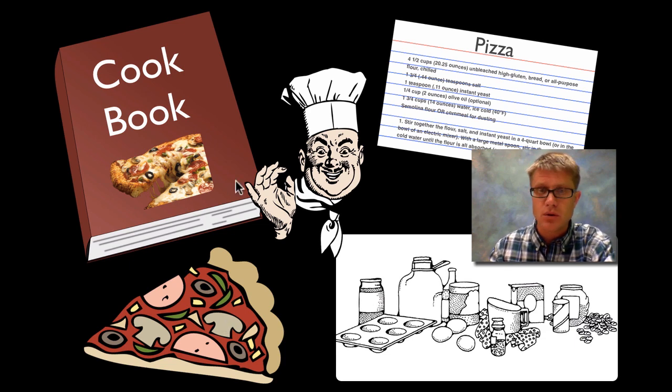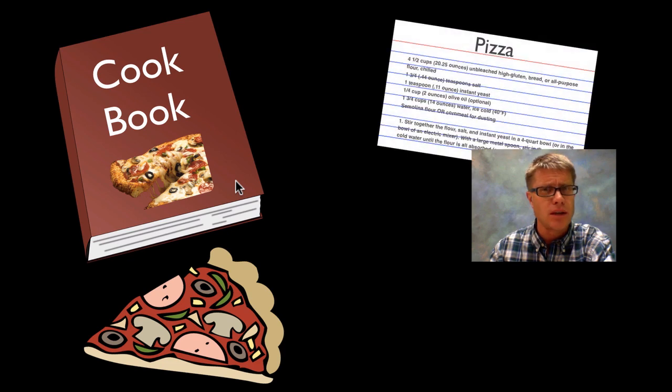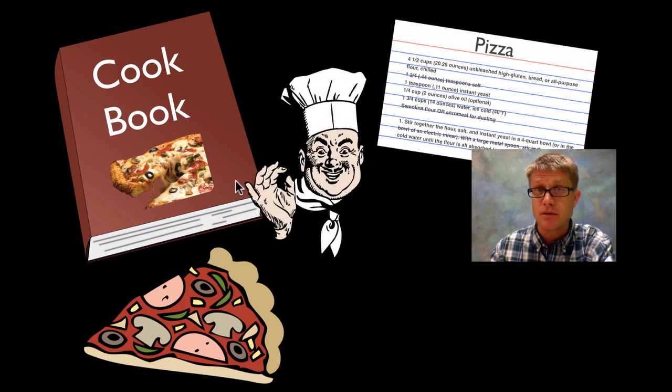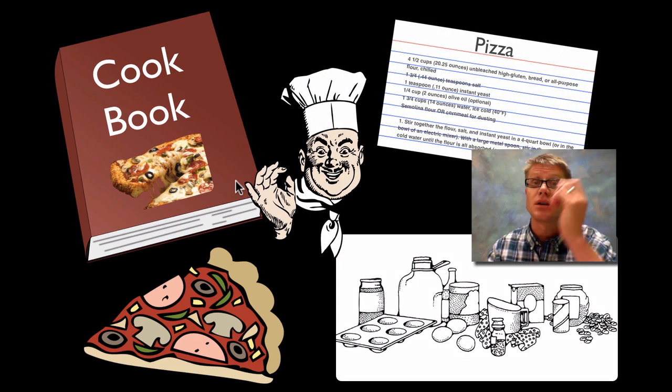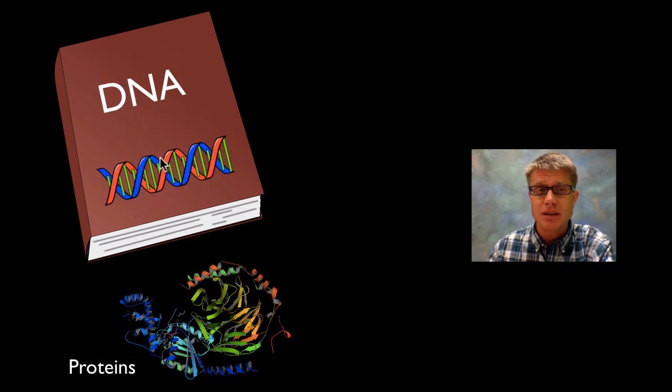And so think of the order that I just put those out. So we got a recipe, we then have a chef, and then we finally have the ingredients, and we can use that to make a pizza. So now let's look at DNA, because DNA is essentially just a cookbook. It's a cookbook to make proteins, and those proteins again make you.